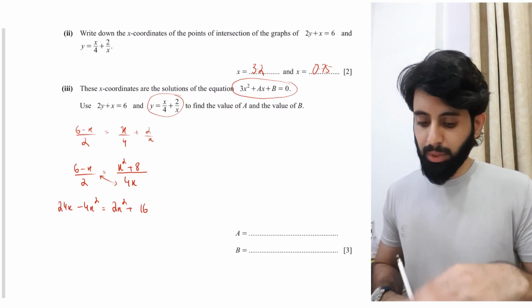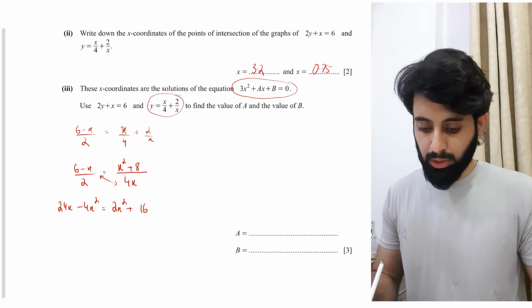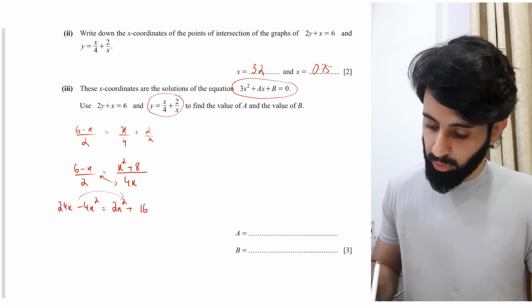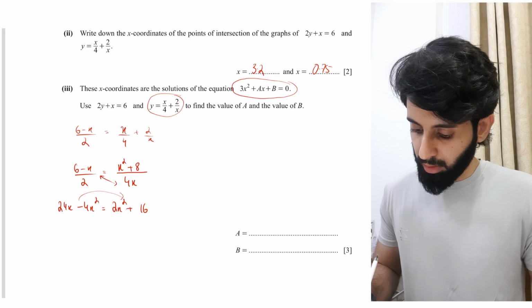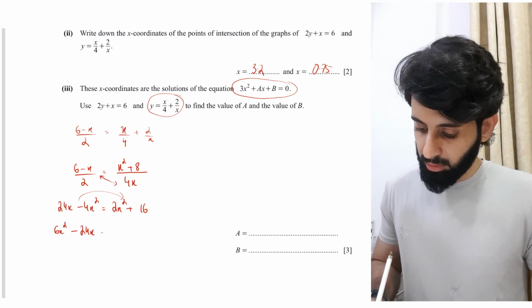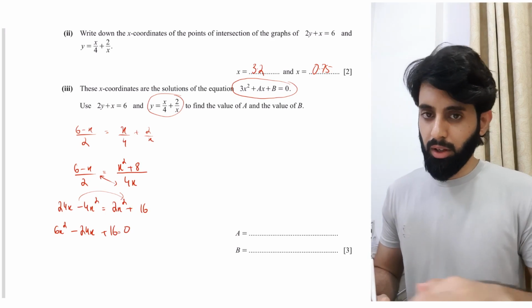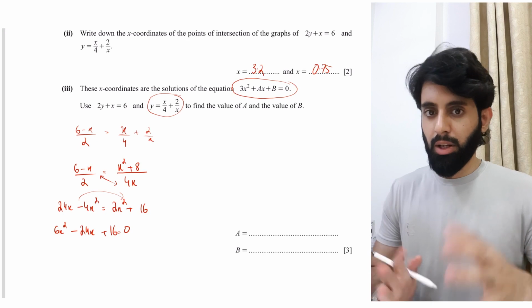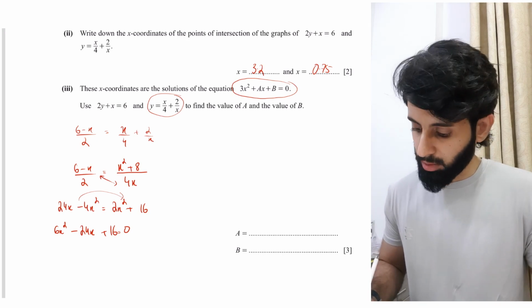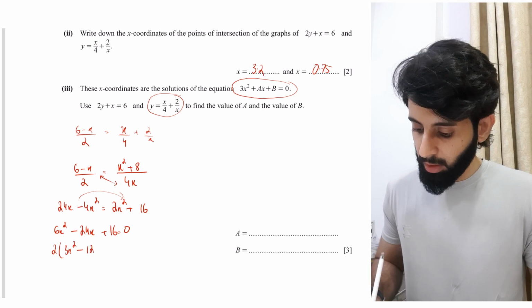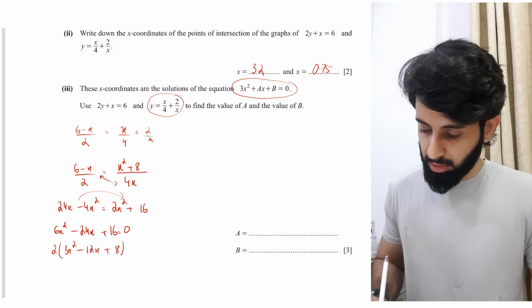Right, so let's bring it in the form the question wants us to. So we want the x squared first, which is positive 3, and then x, and then b. So I'm going to shift this 4x squared to the right hand side. So we have 6x squared minus 24x plus 16 equals 0. Now in the question we have 3, over here we have 6, and if you look at all the other values, they're all even numbers, which means they're all multiples of 2. So I can factor out 2. So we have 3x squared minus 12x plus 8 equals 0.